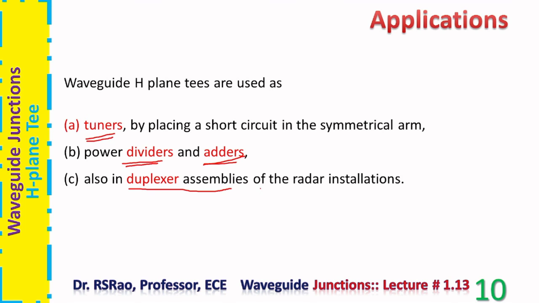Duplexers help us to use a single antenna for both transmission as well as reception. Usually, two separate antennas are required in a communication system, one for transmission, another for reception. When one antenna is sufficient, when one antenna acts as transmitting as well as receiving antenna, then the cost of the system comes down, as a single antenna is less costly when compared to two antennas.